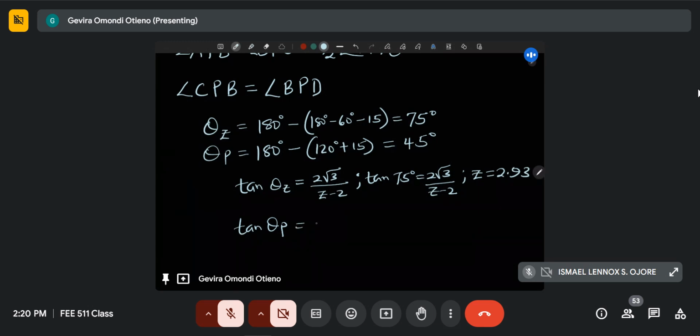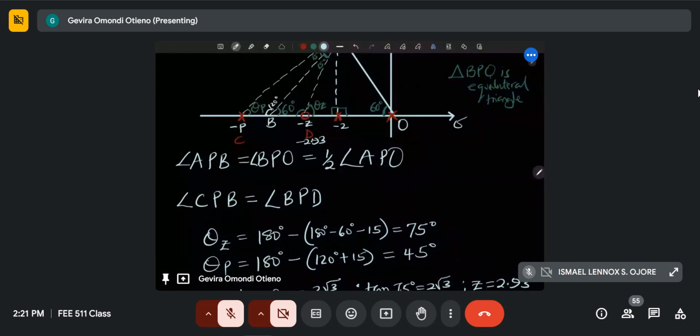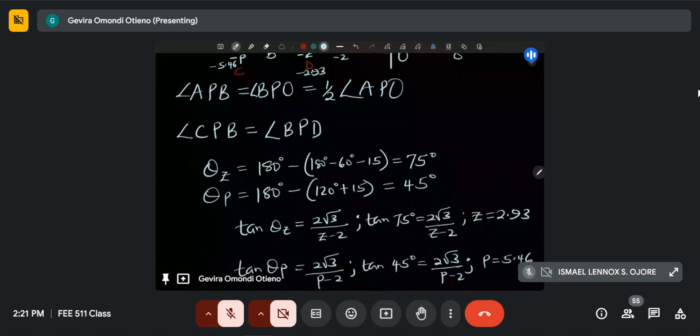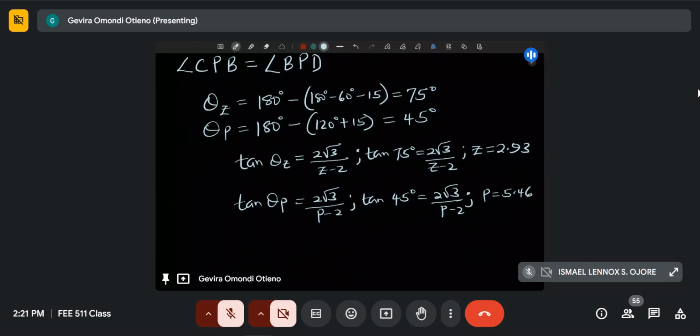Then you do that with the pole. So tan theta P should be equal to 2 root 3 over the adjacent, which is P minus 2. And therefore the tangent of 45 degrees should be equal to 2 root 3 over P minus 2. Solve that, and P equals 5.46. So this point here is minus 5.46. Because we now have the pole and the zero location, we can use our equation as usual. Remember, the lead transfer function should be S plus Z over S plus P, and that therefore should be equal to K times S plus 2.93 over S plus 5.46. That is how it should be.